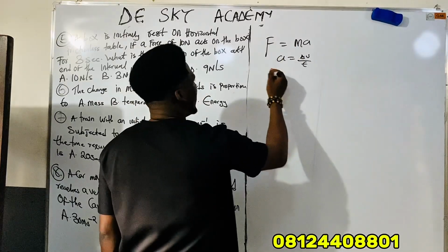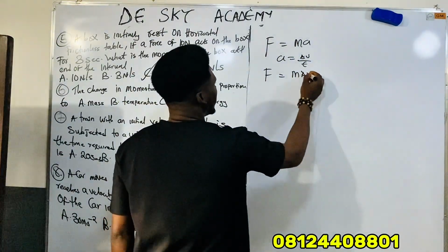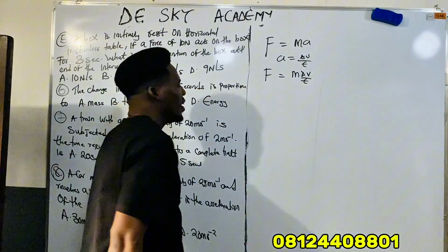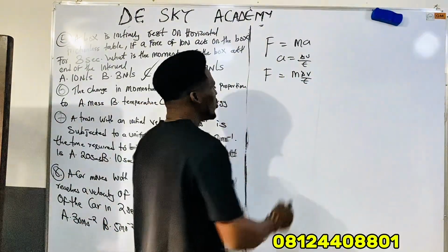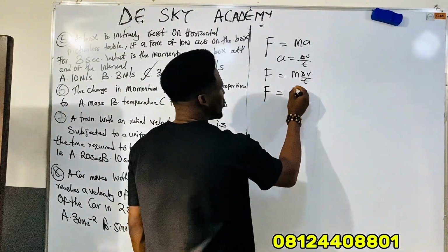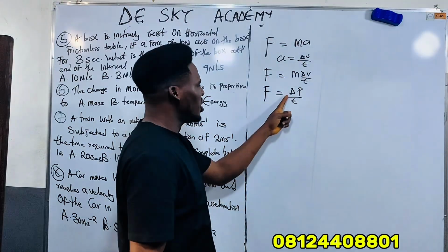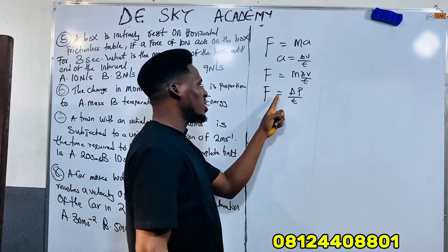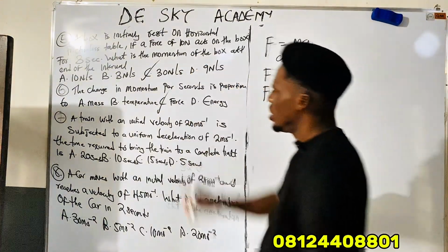Okay, now also recall that F is equal to mass times acceleration, and acceleration is change in velocity over time. That means F is equal to m times change in velocity over time. What is m times change in velocity? It is change in momentum. So F is equal to change in momentum over time. So change in momentum per second is proportional to force. So the answer is force, which is option C.